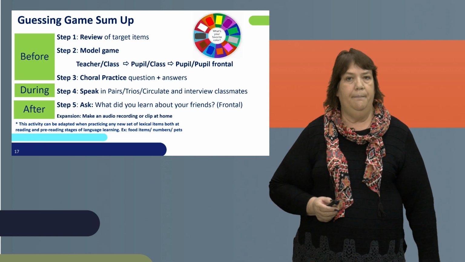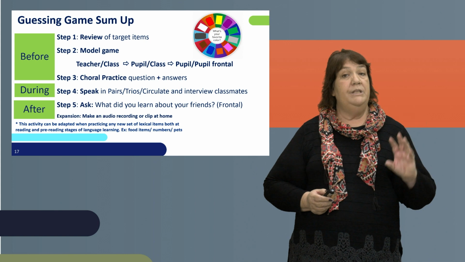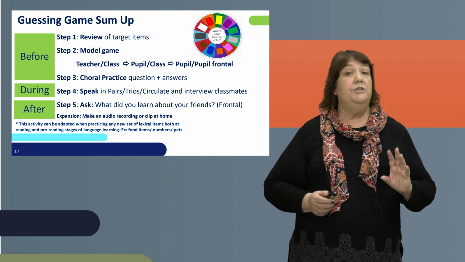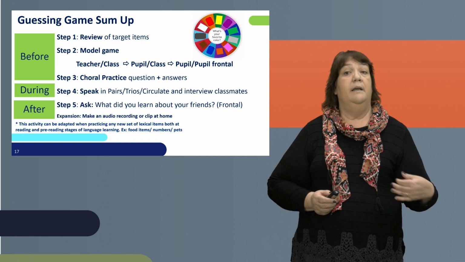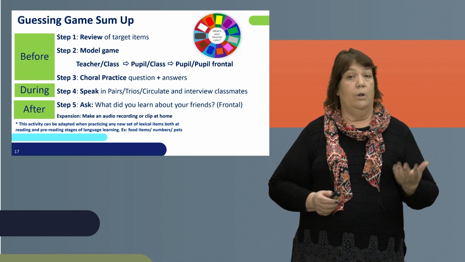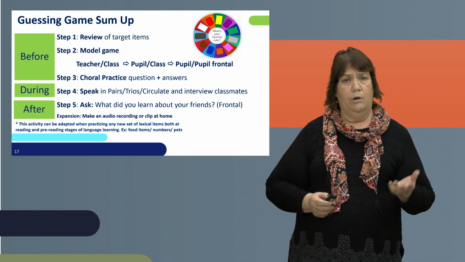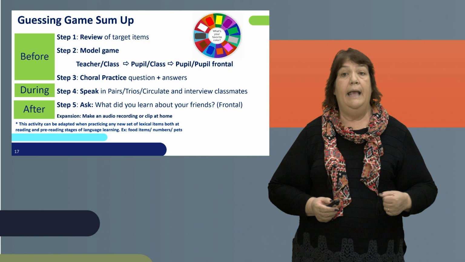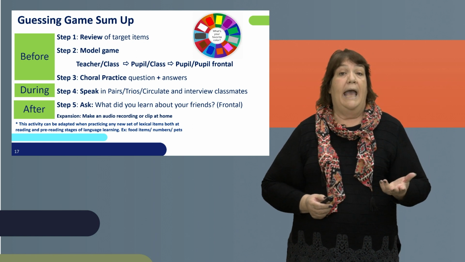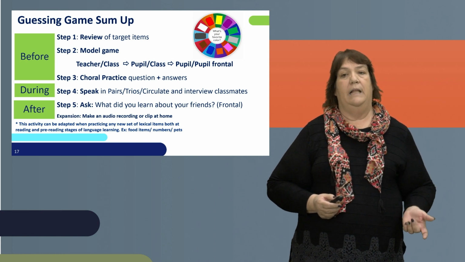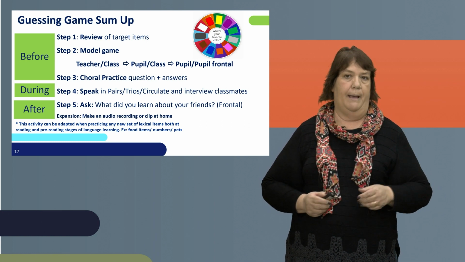So let's just sum it up in a nutshell. We have 3 stages when we're working with speaking activities. The first 3 steps that you hear involve reviewing, modeling the game, choral practice. The during activity, of course, is the actual pair work or trio work or circulating. And the after is actually to ask them what they learned, to have them share it with their friends, and to activate their classmates with a simple thumbs up.